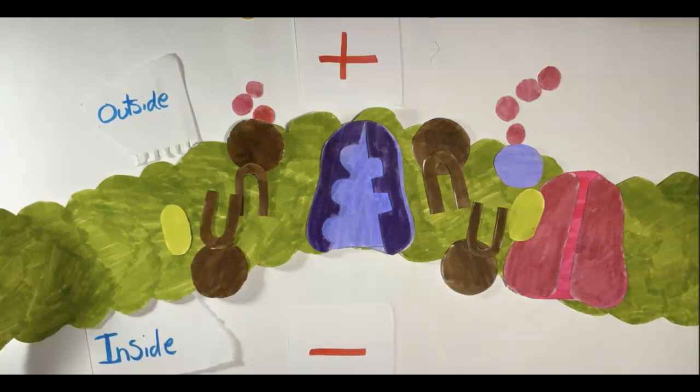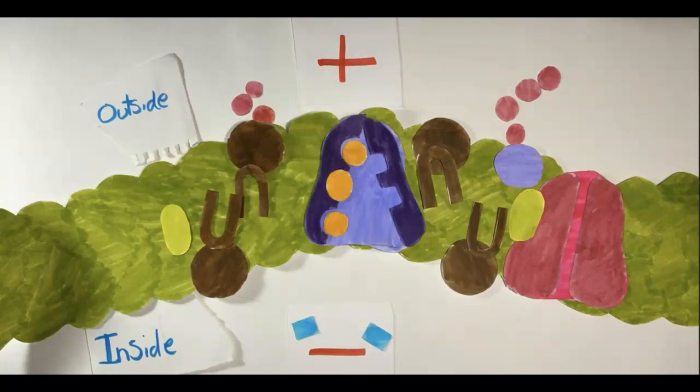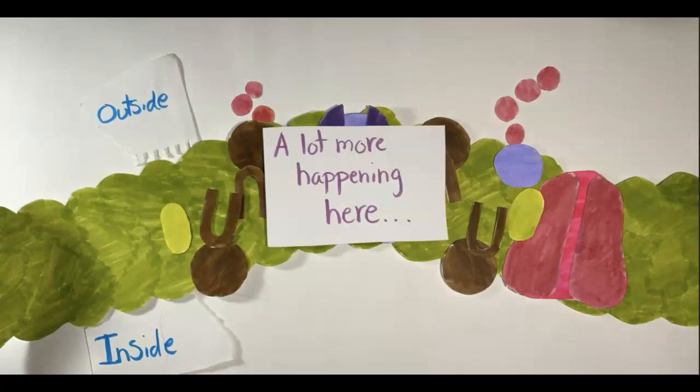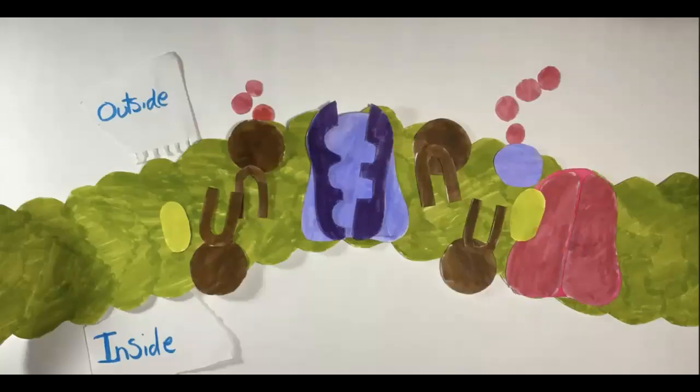This is because there's more sodium on the outside of the cell and more potassium on the inside of the cell. To get the sodium and potassium to the other side of the cell, you need a sodium-potassium pump, which will move it against its concentration gradient. There's a lot more happening here, and we see this with our nerve cells when we're sending signals.